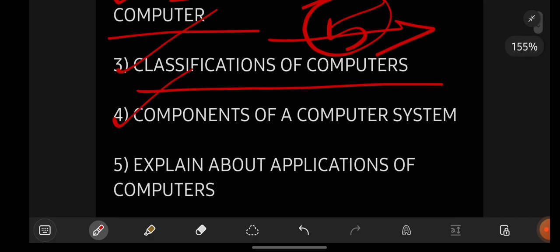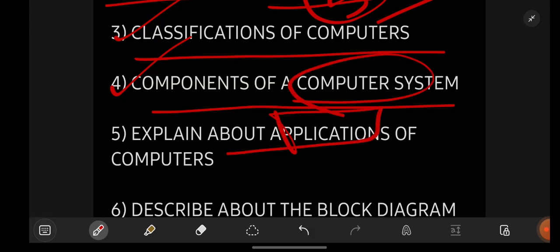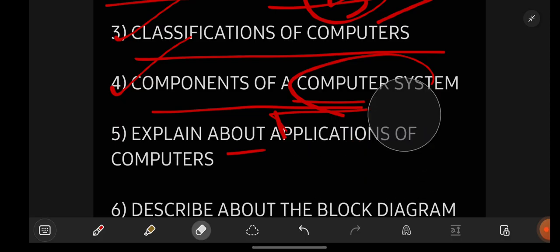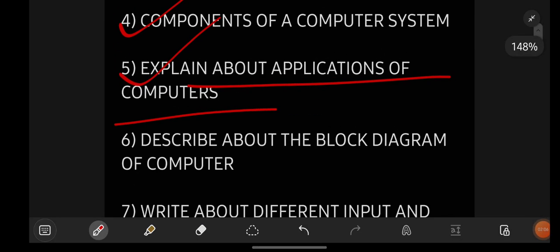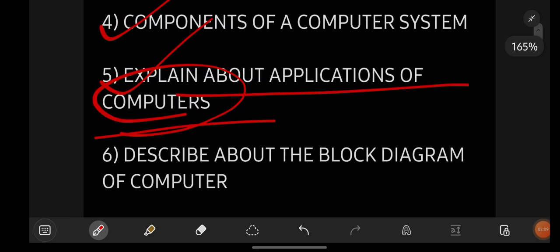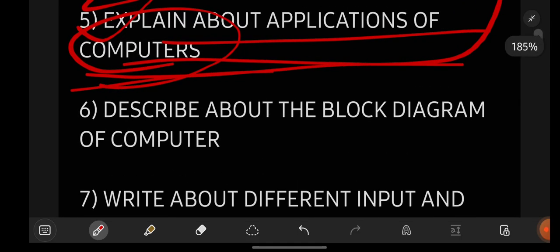Classifications of computer is the second one. Components means what are the materials or items of a computer. Like desktop will be there, CPU will be there, mouse will be there, and keyboard will be there. So all these are the components of the computer, okay? Next, explain about applications of computer, where we use the computers, like in our daily life we will be using in our schools, colleges, to do research, in weather forecasting, for entertainment, online shopping, in e-commerce, right? So everywhere we will be using the applications. You have to write about those applications.